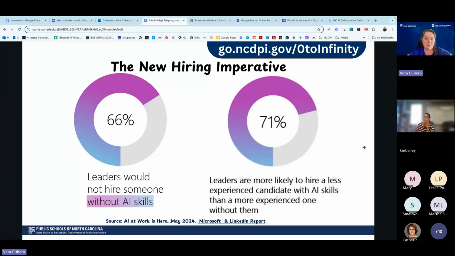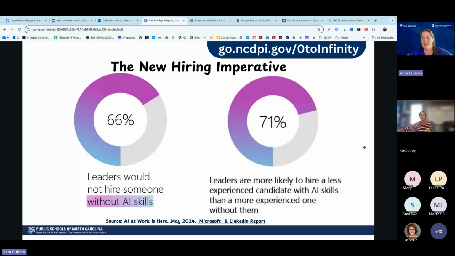And again, that's May 2024. It's not asking them, in 2030, would you hire somebody without AI skills? It was a current study, and that was their current answer. So that one really blew me away and gave me a renewed vigor and passion for making sure that our students are getting prepared for what they're going into.